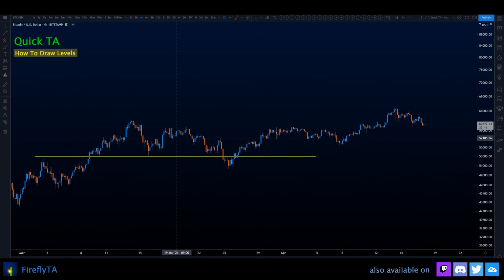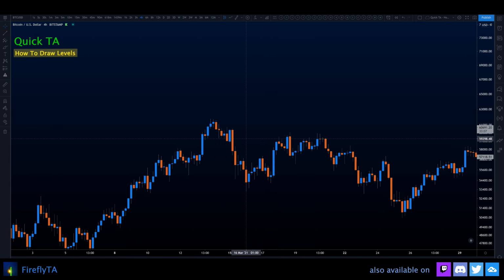As time passes, the level becomes more and more insignificant, but we are not going to talk about the significance of levels right now. This is a topic for a later session. But this is a way how you can draw a level and you can see for yourself how significant it is. The second way to draw a level is you use the highest candle close or candle open in a swing.